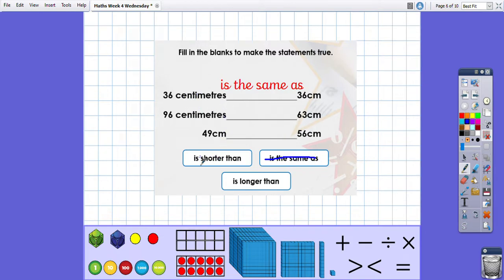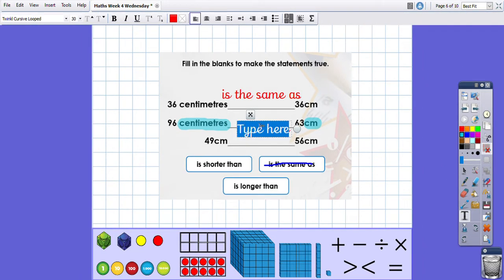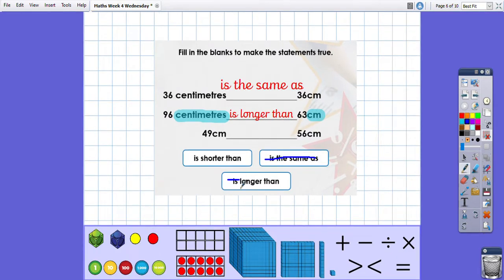96 centimetres is shorter than 63 centimetres, or 96 centimetres is longer than 63 centimetres. Now they're both in centimetres, just written differently, which is okay, but I know they're both the same. So we now need to look at the numbers. Is 96 longer or shorter than 63? It's longer. So we're going to write is longer than, and pop it in there and cross that out.